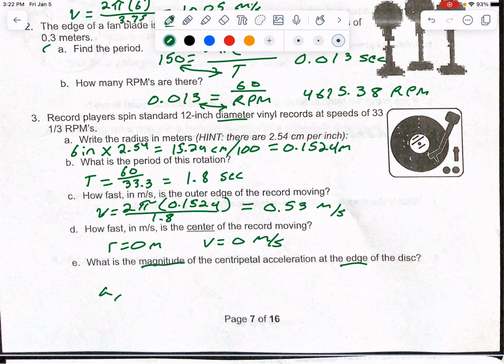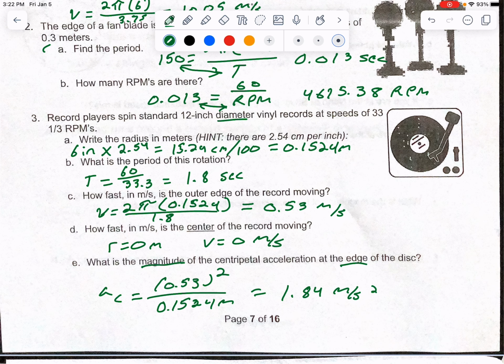So we know AC equals V squared over R. We know V is 0.53. We're going to square that over our R, which is 0.1524 meters. So take that, and you should get 1.84 meters per second squared.